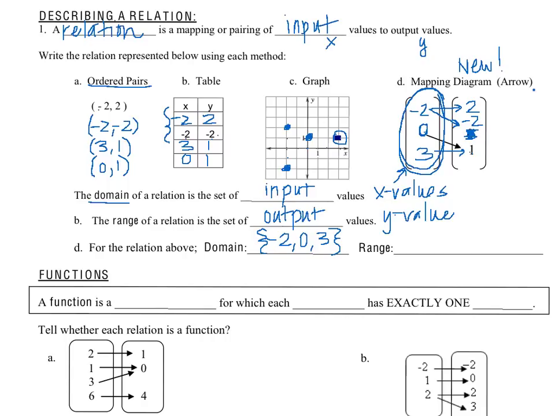Okay, now our range is the output values, which if you look, that's these values here. Those are my outputs or my y values. So I have 3 y values, 2, -2, and 1. So I'm going to list them, 2, -2, and 1. Now, I prefer to list them in order. However, some teachers will disagree with that. So I'm going to leave it. If they're in order, great, from lowest to highest. If not, I'm okay with that too.